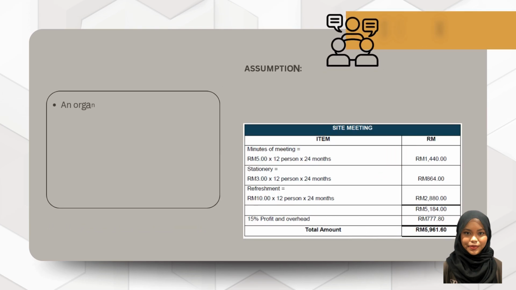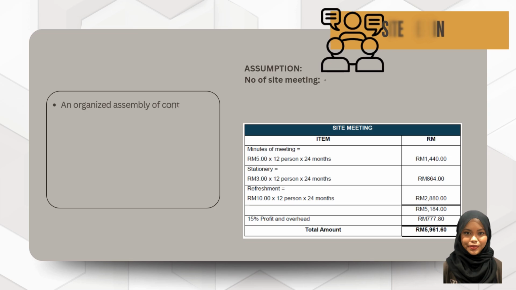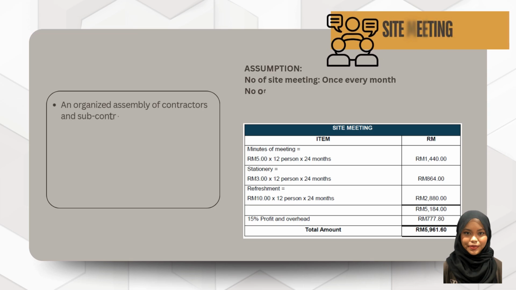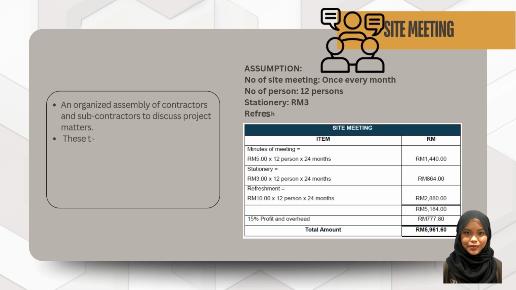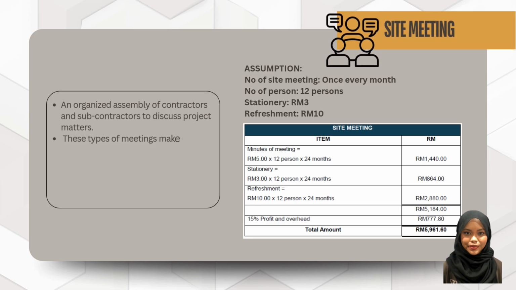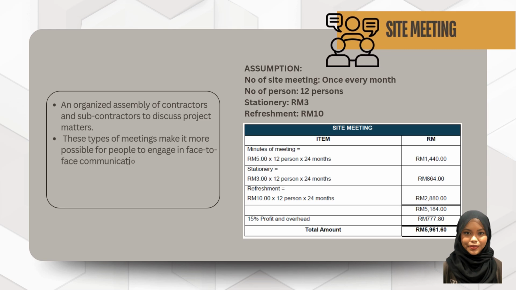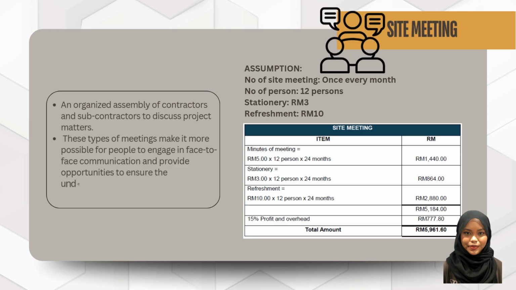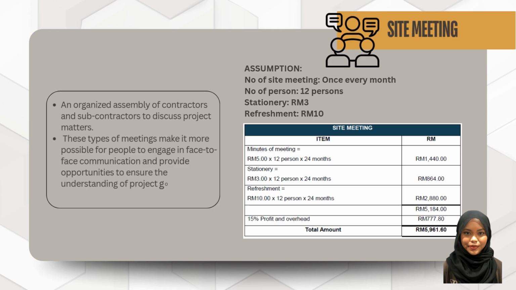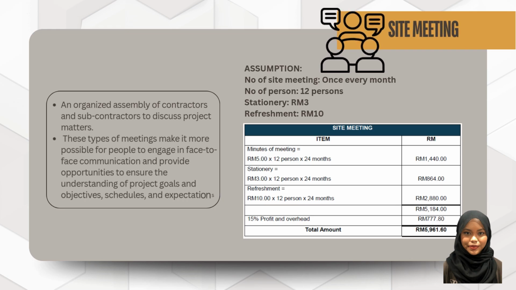The next preliminaries item to be considered is site meeting. Site meetings can be defined as an organized assembly of contractors or subcontractors to discuss a given project's matters. These types of meetings make it more possible for people to engage in face-to-face communication and provide opportunities to ensure the understanding of project goals and objectives, schedules, and expectations. Small group communication assists in fostering a mutual understanding and agreement on certain goals since it facilitates pooling of effort.